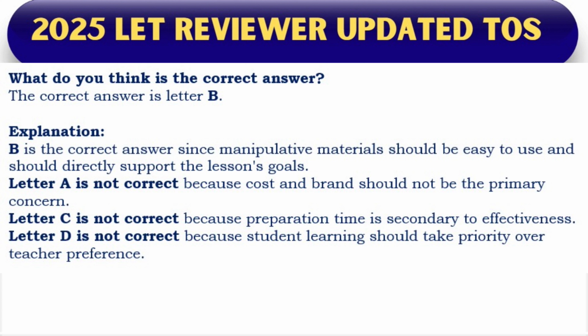Explanation. B is the correct answer since manipulative materials should be easy to use and should directly support the lesson's goals. Letter A is not correct because cost and brand should not be the primary concern. Letter C is not correct because preparation time is secondary to effectiveness. Letter D is not correct because student learning should take priority over teacher preference.